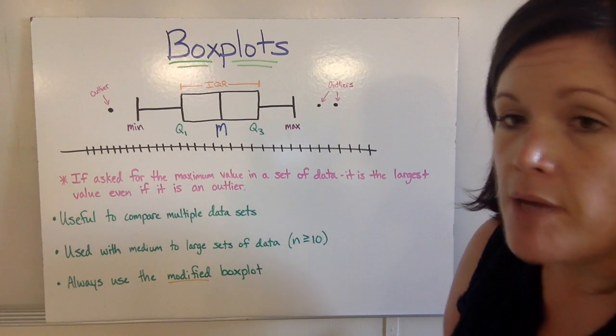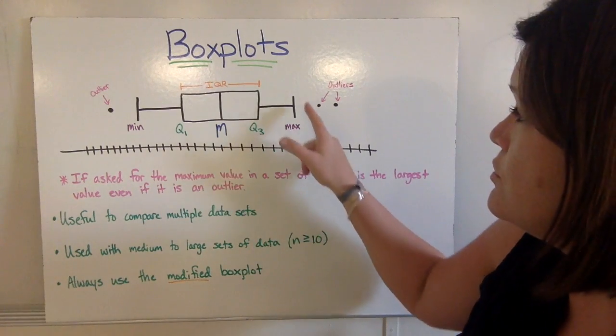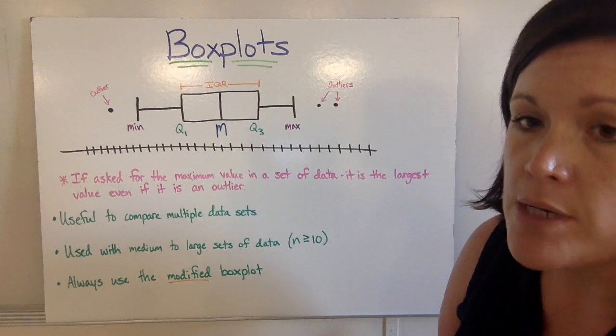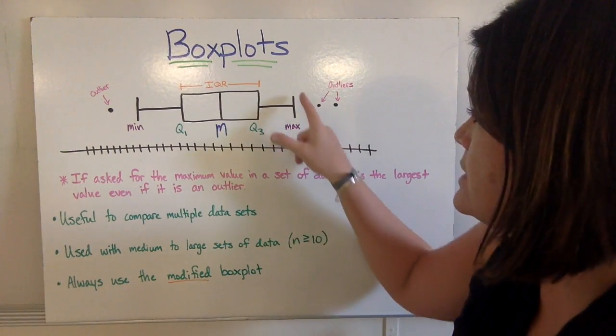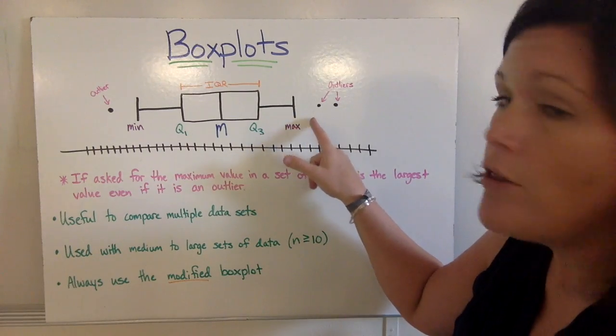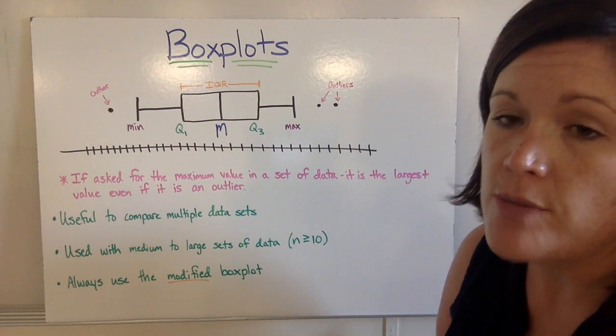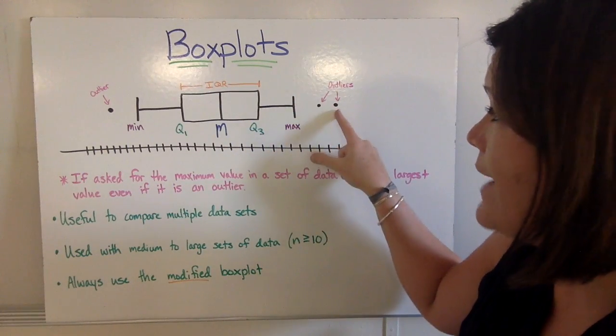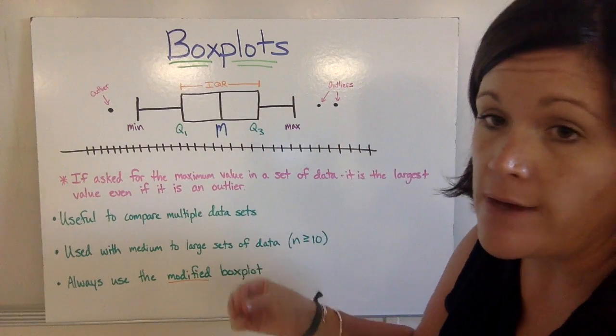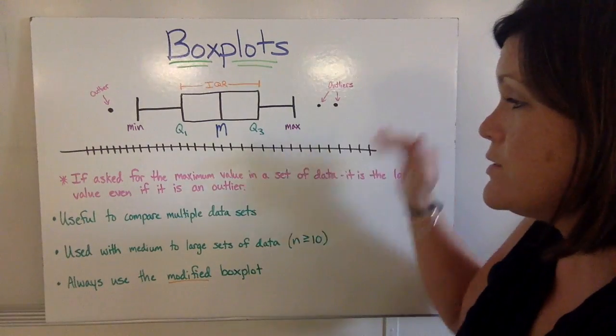But to plot a modified box plot, you want to represent the outliers as separate dots outside of that whisker so they stand out clearly. And so this is actually the maximum value other than the outliers. So be careful if they ask for the maximum that you don't name this point. You would actually name the highest value, but you do plot it this way.